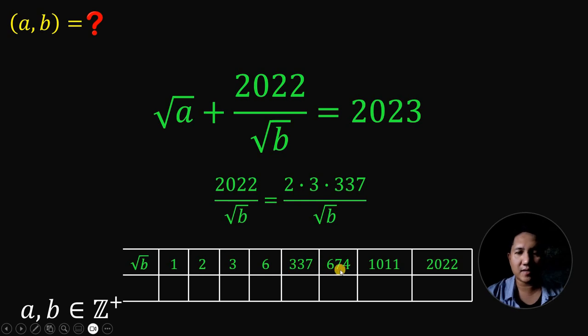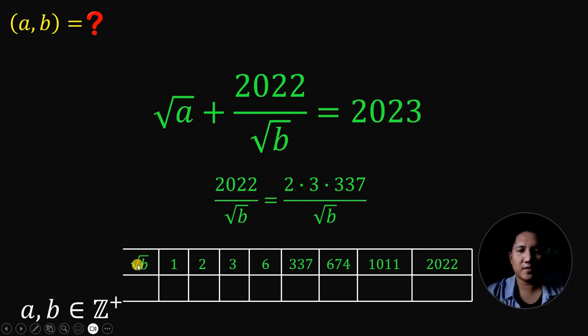Now, how do we get 6? How do we get 674? To get 6, we have 2 times 3. To get 674, we have 2 times 337. To get 1011, it is just 3 times 337, and so on and so forth.